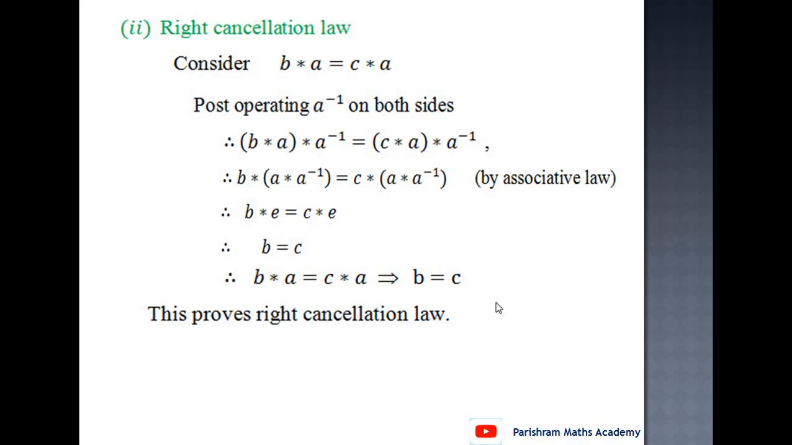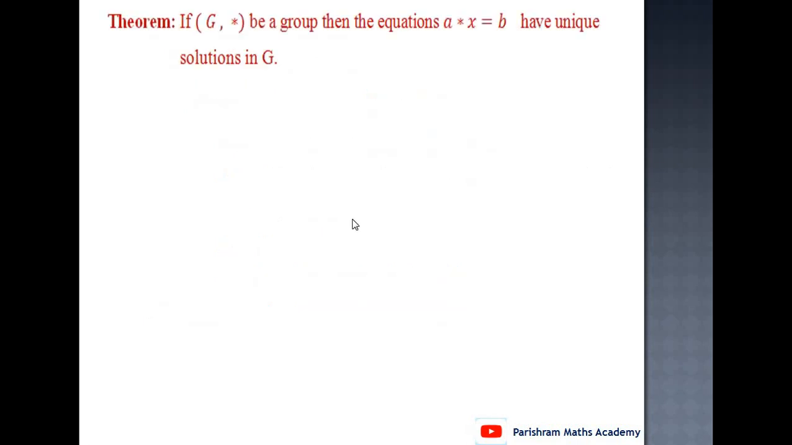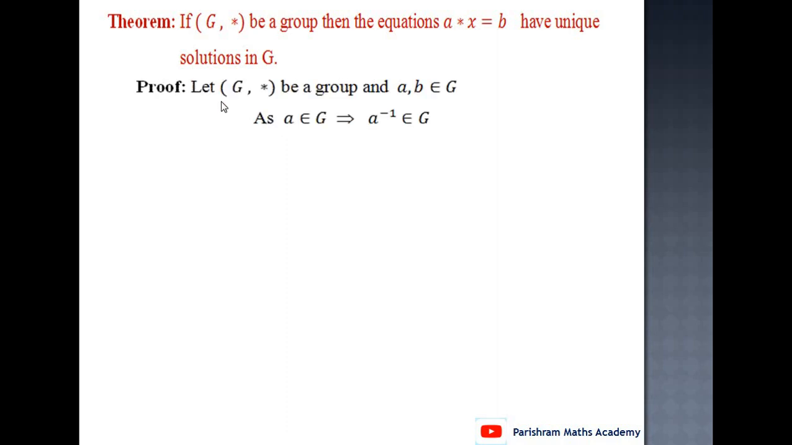That is, if G is a group, then left and right cancellation law is satisfied. Next. If (G, star) is a group, then the equation A star X equal to B has a unique solution in G. If G is a group, then this equation has a unique solution in G. Proof. Let (G, star) be a group and A, B belong to G.